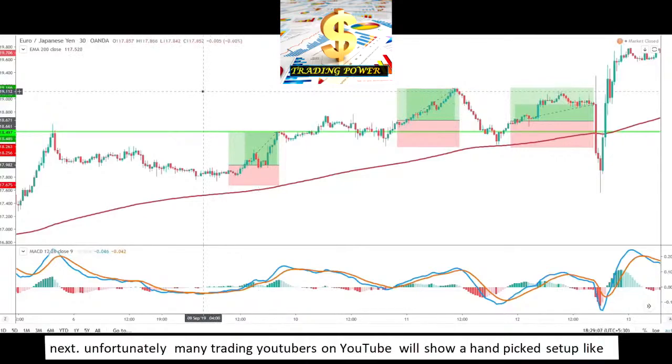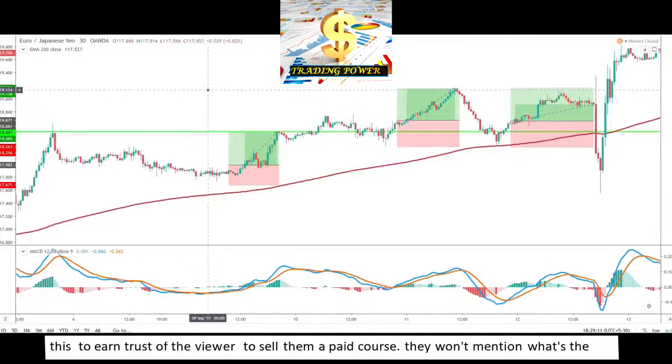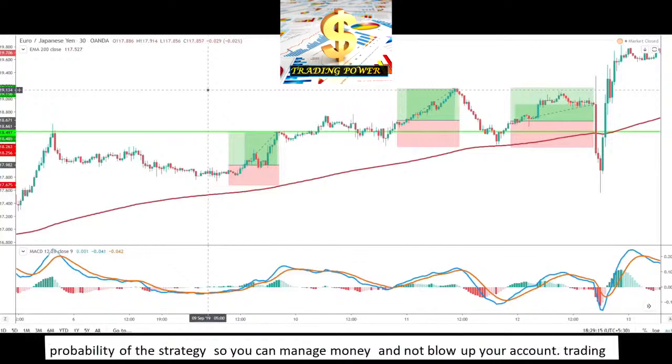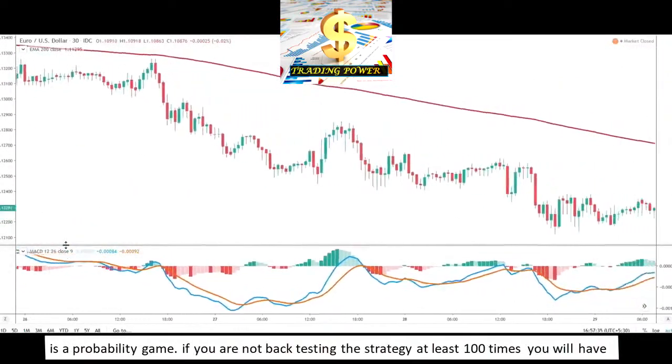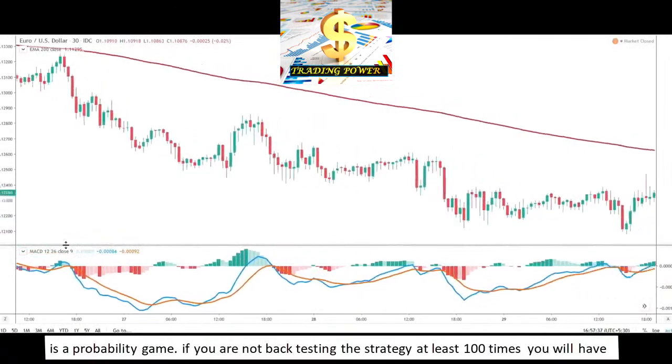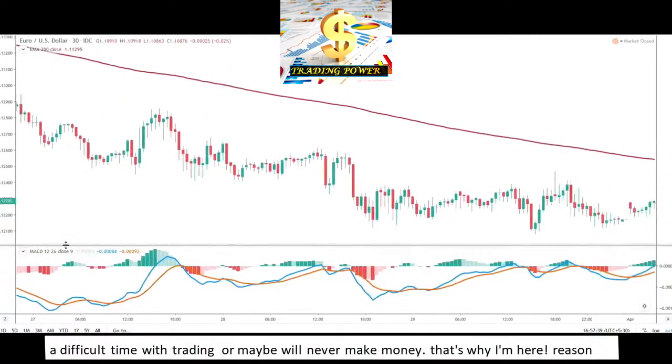Unfortunately, many trading YouTubers will show a hand-picked setup like this to earn trust of the viewer, to sell them a paid course. They won't mention what's the probability of the strategy, so you can manage money and not blow up your account. Trading is a probability game. If you are not backtesting the strategy at least 100 times, you will have a difficult time with trading, or maybe will never make money.